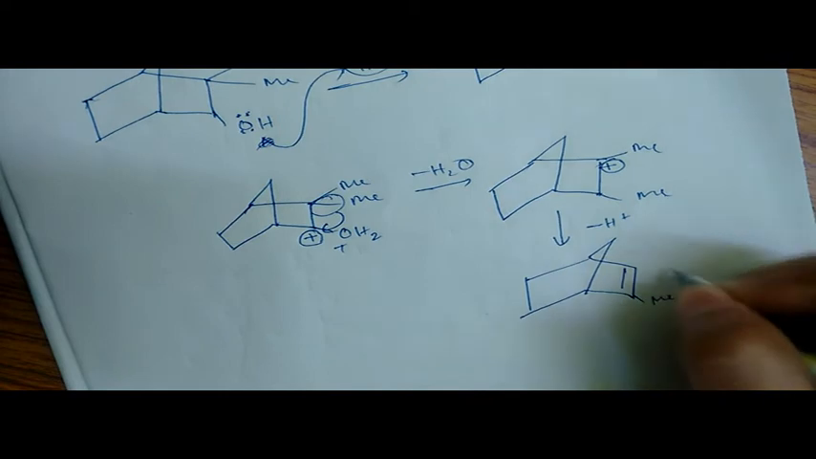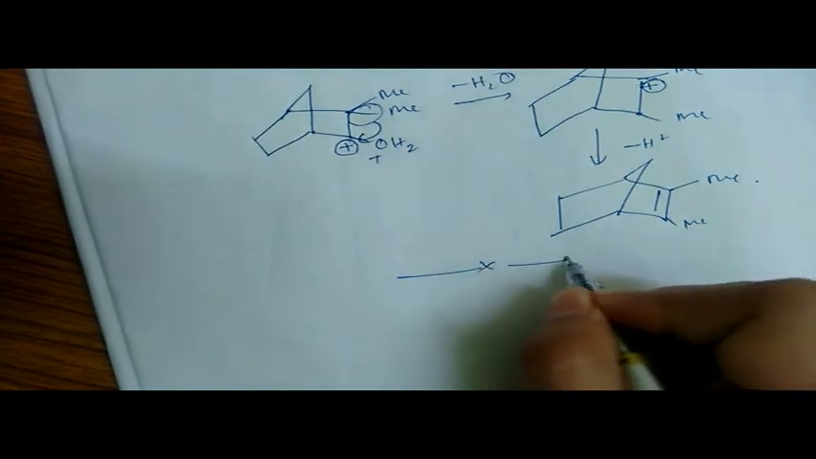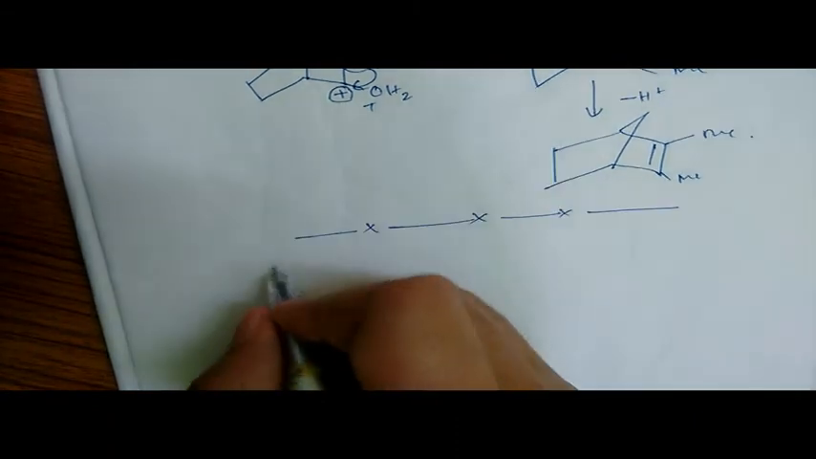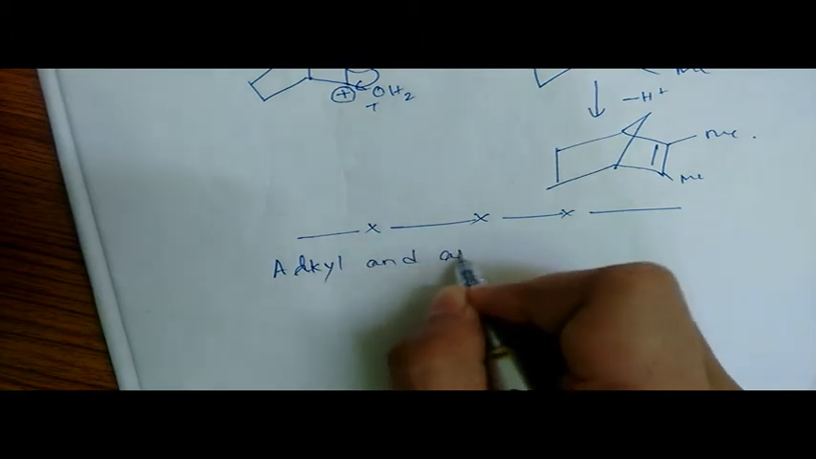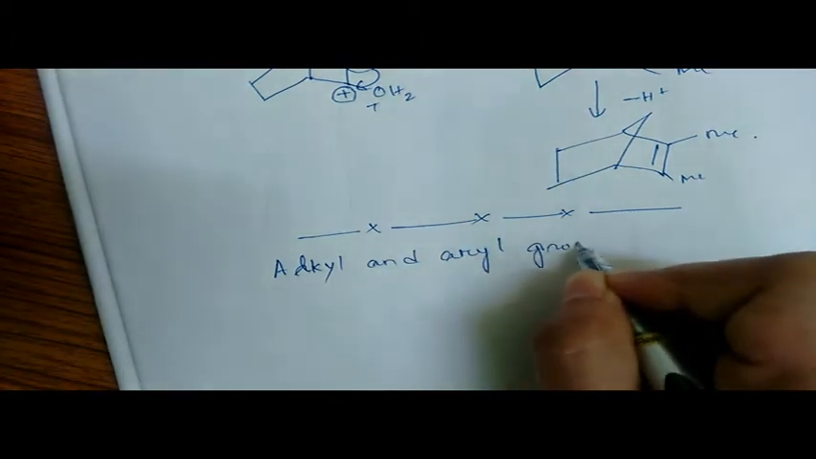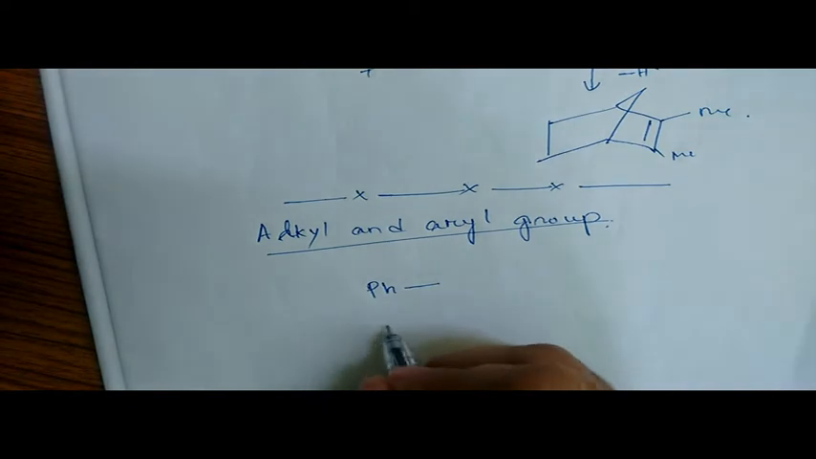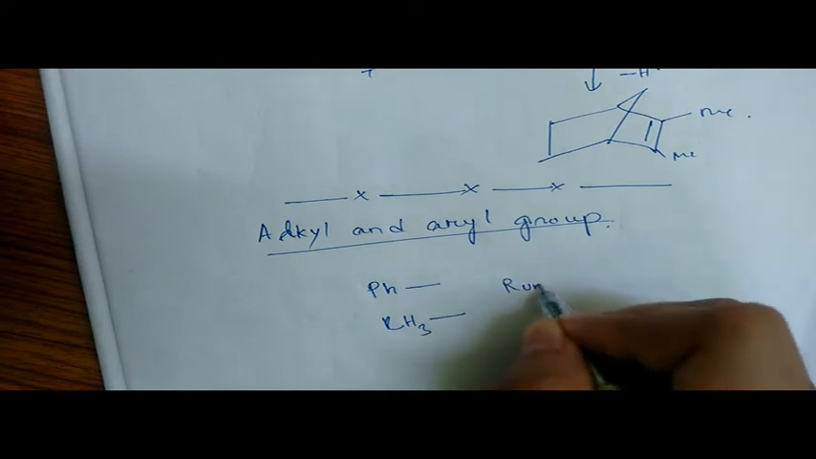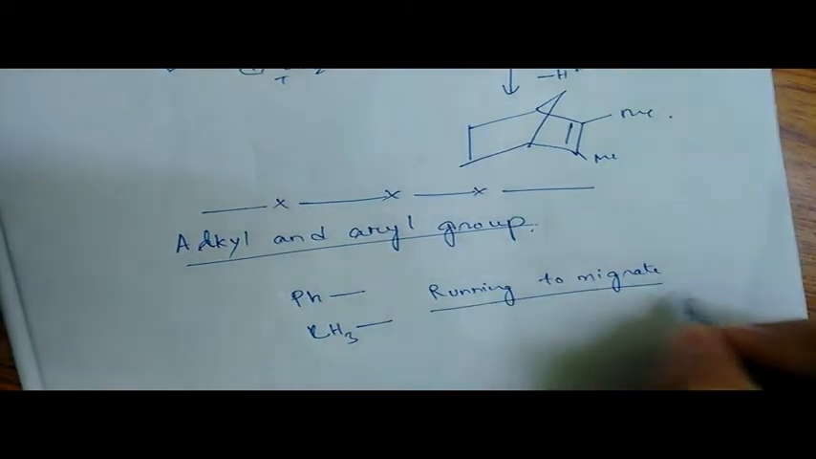Okay, so I hope you all are getting bored after studying all these reactions. So let's go to a race, a race between an alkyl and an aryl group. Suppose an aryl group, Ph, and CH3 are both running to migrate. So what do you think? Who will win this race?